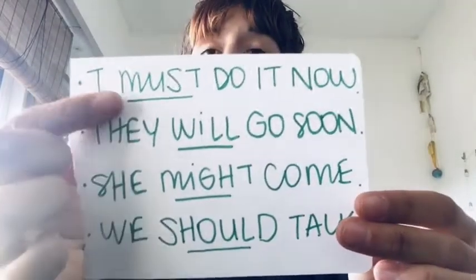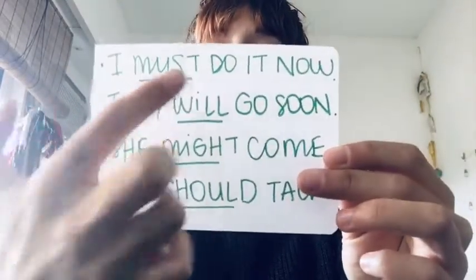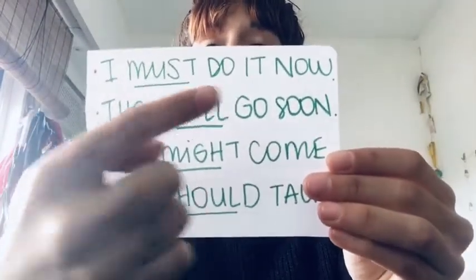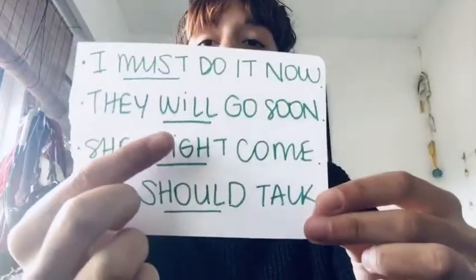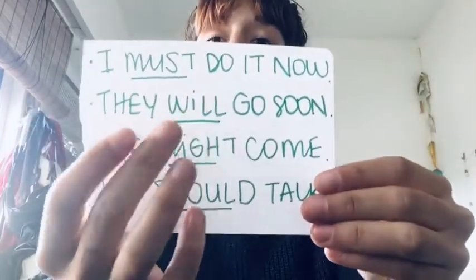I have a couple more examples here. Let's see. I must do it now. Must, for example, gives the message of obligation. So this action, do, is an obligation for me. They will go soon. Will, a word that you know and we have already studied, is a modal verb. And yes, when it appears in the sentence before the verb, it gives the message of future. So, no es lo mismo decir they go soon que they will go soon. By now you know that will is a modal verb of future.